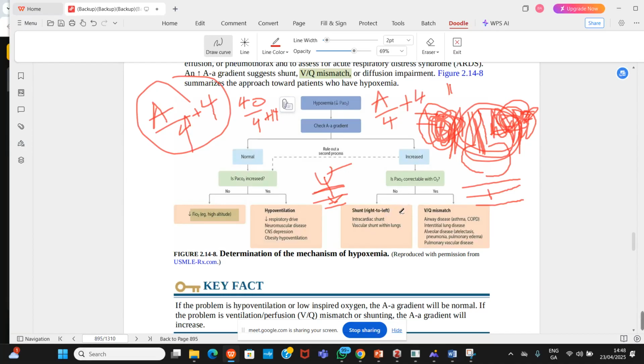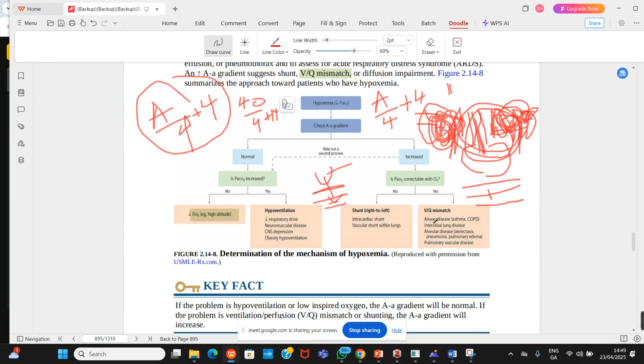So people with intracardiac shunt, like a right to left shunt, maybe the person is having TOF, or just think about all those tricuspid atresia and all those things, those right to left guys. Give oxygen, it will not correct. Or when there's a vascular shunt, like massive atelectasis, massive pneumothorax, massive lung collapse, and all those things, ARDS, they are not going to respond to oxygen.